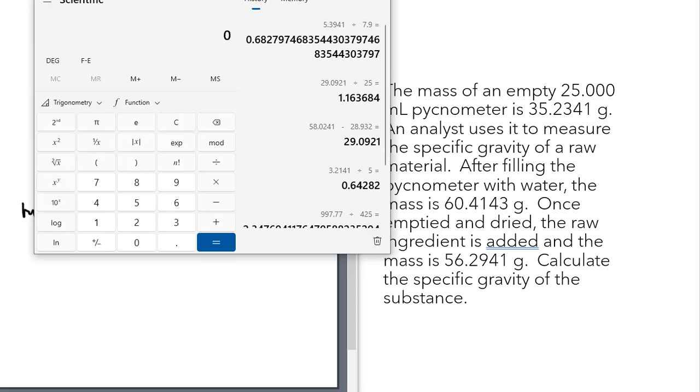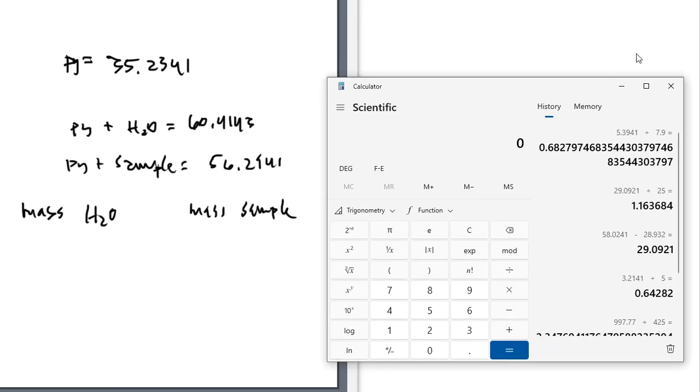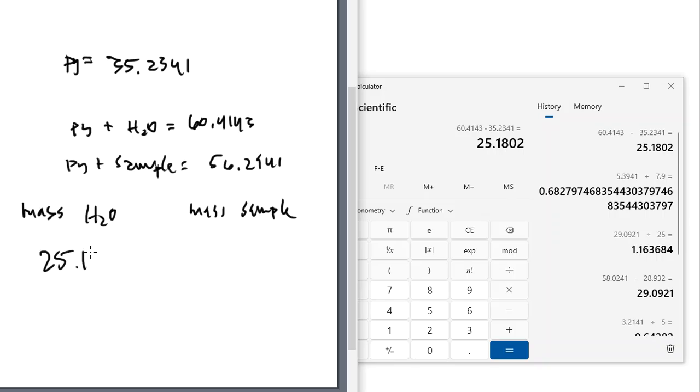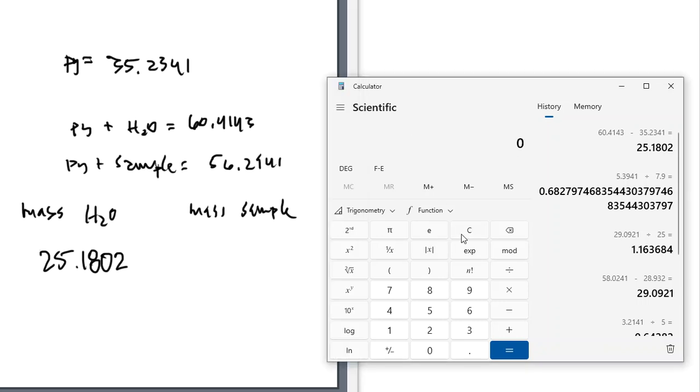So this is a very simple subtraction problem. That's all that this is. So what will happen is that if I want the mass of just the water, I'm going to take the mass of the water and the pycnometer together, 60.4143, and I'm going to subtract the mass of just the empty pycnometer that was cleaned and dried. So 35.2341. All right. So this is the mass of the water that is contained in the pycnometer, 25.1802 grams.